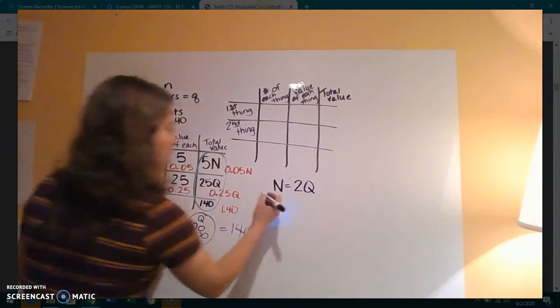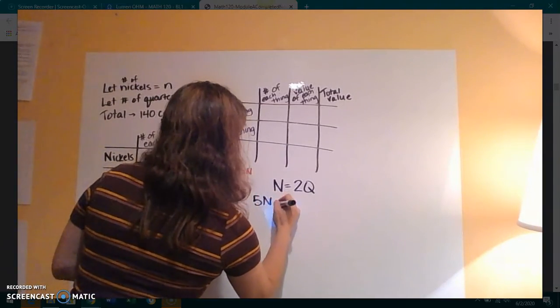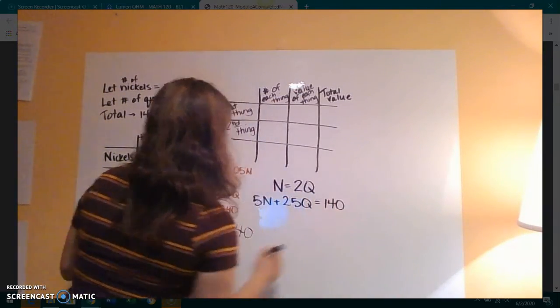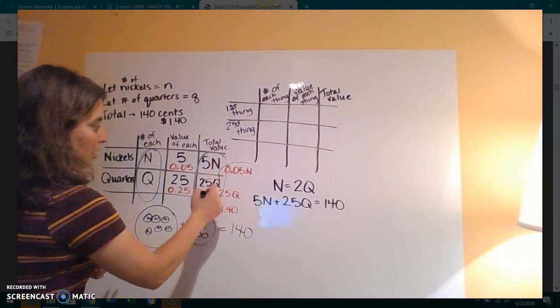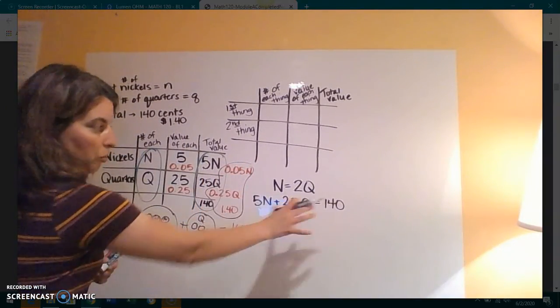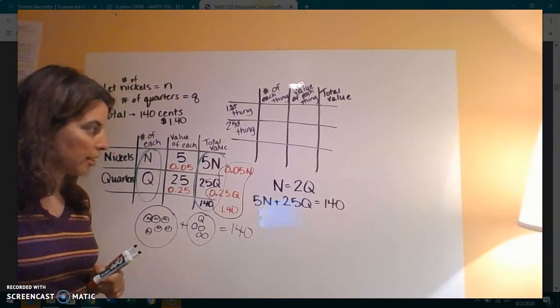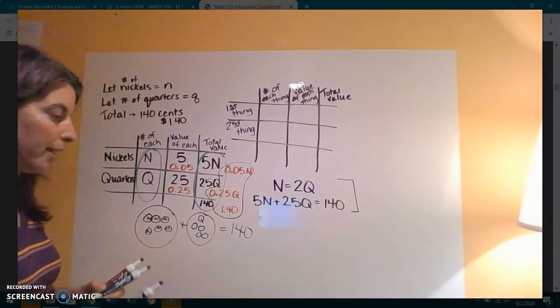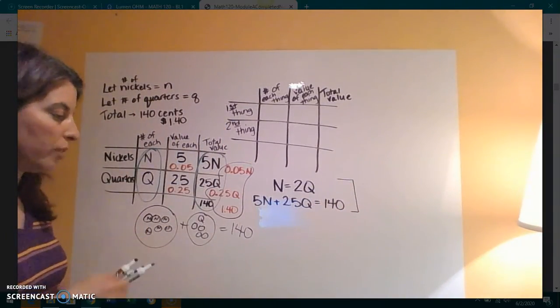Then from my chart, my other equation is 5n plus 25q equals 140. Or again, you could use what's in red here. It can look the same except for where the decimal points are. So these are my 2 equations. Okay. I had those equations written on there.